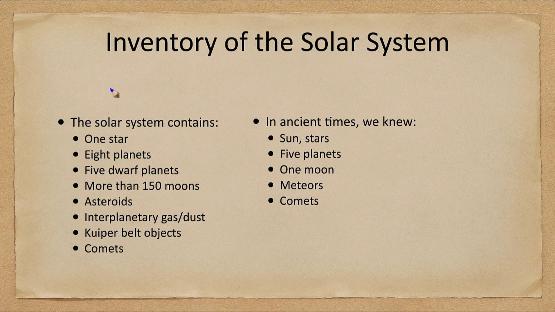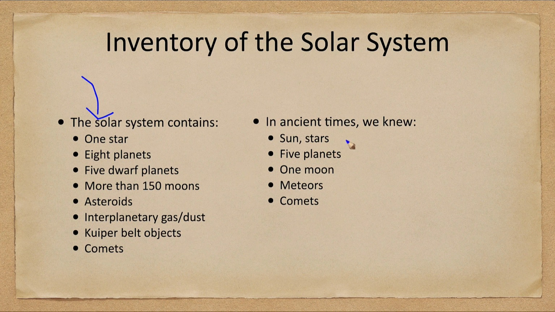Well, it changes depending on the time. Right now, we know that there are these things in the solar system: one star, 8 planets, 5 dwarf planets, more than 150 moons, plus asteroids, interplanetary gas and dust, the Kuiper belt objects, and the comets.